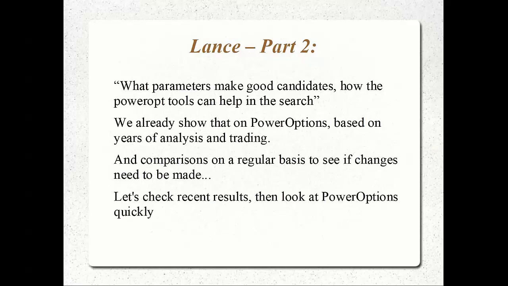Part two, Lance says, what parameters make good candidates and how can the PowerOptions tools help in the search? What parameters make good candidates? We already showed that on PowerOptions. You go into married put, you go into search, and the default search that comes up is the RadioActive screen sorted by earnings per share growth. This is exactly the list that Ernie and I will trade from to post trades for the Fusion subscribers that we're trading in our personal accounts.